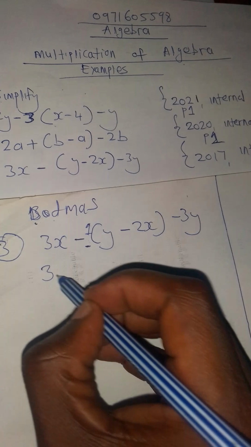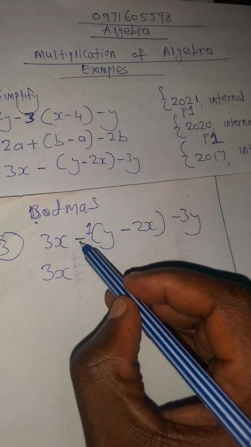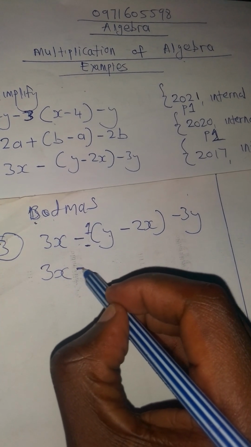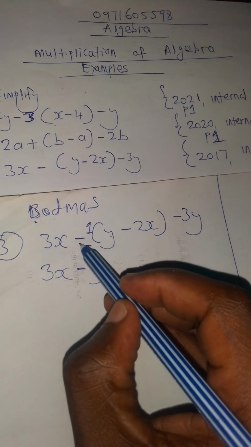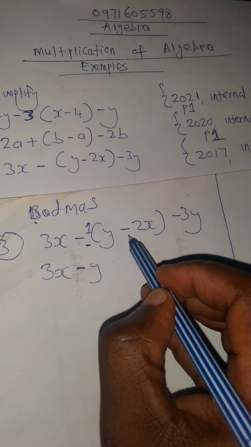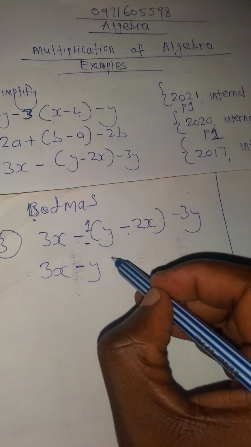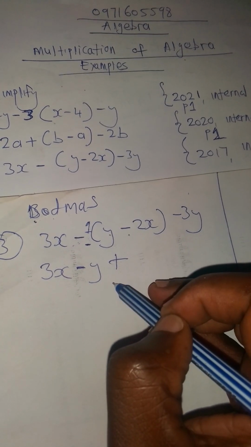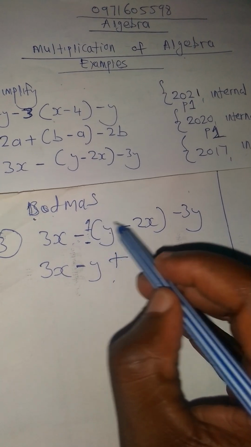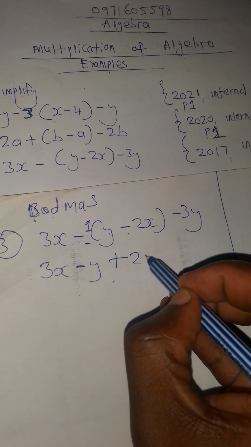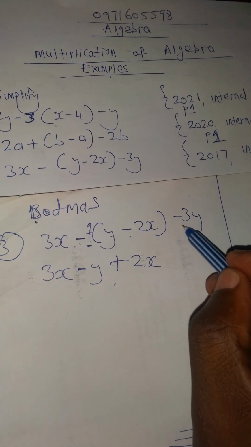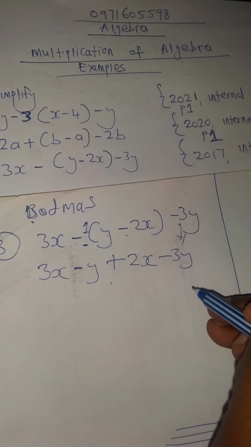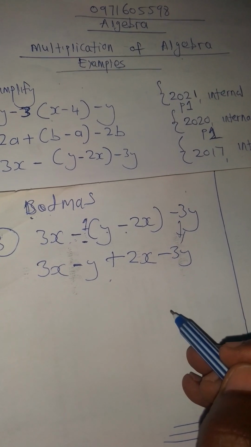So 3x will be maintained. Then we say negative 1 times y. We get negative y. This negative times that negative, so we get positive. So negative by negative is positive. Then this one times 2x, we get 2x. What do we have there? Minus 3. So this one, we just take it directly the way it is without changing anything.